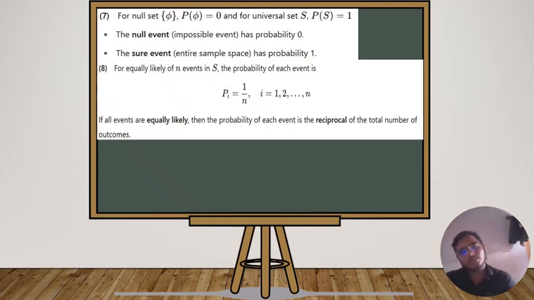We discussed the properties, such as P of A bar, the event does not occur. P of A union B is an important formula for solving problems, and we have a lot of problems. For equally likely events, the probability of an event is the reciprocal of the number of outcomes.